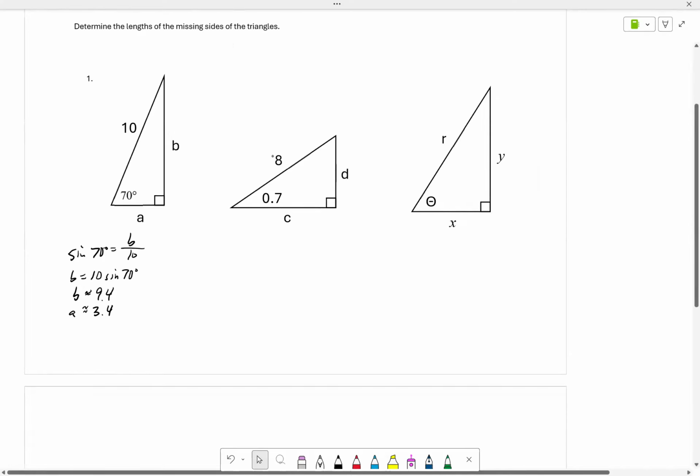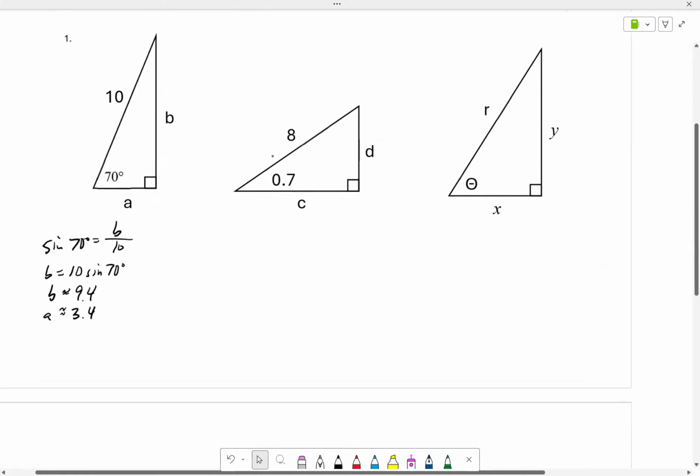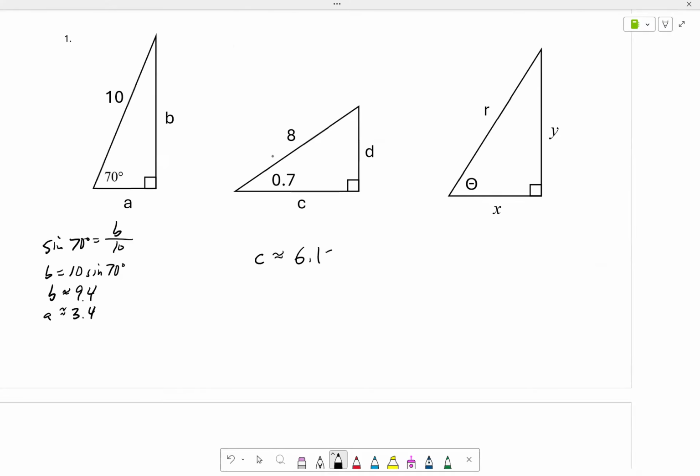Appreciate it. Max, did you get the answers for the second triangle? Can you just tell me what you got for C? I got 6.12. Okay, and D? I got 5. Do we agree? Do we agree?